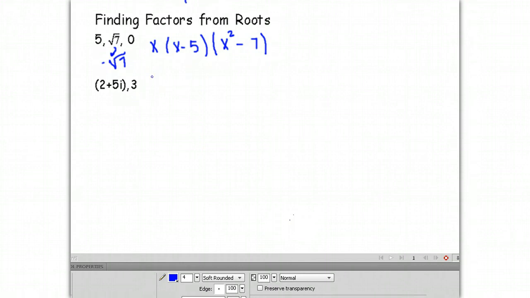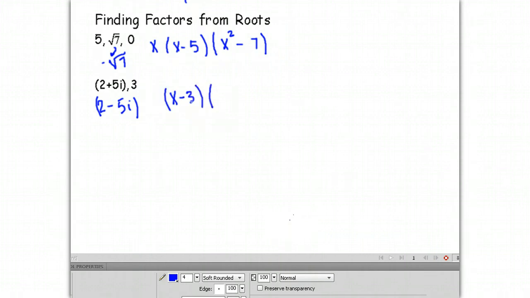Next, we throw in an imaginary, which makes this a little more difficult, but imaginary roots always come in pairs as well, in conjugate pairs. So if 2 plus 5i is a root, then we have 2 minus 5i is a root. So this is going to have 3 roots. 3, which that's the easy one, x minus 3.